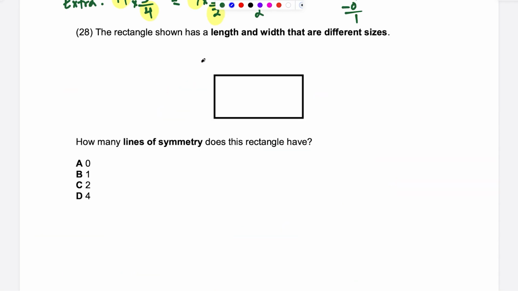Question 28, the rectangle shown has a length and width that are different sizes. How many lines of symmetry does this rectangle have? So for this question, we just look here and see that if we draw a line down the middle like this, this line would cut the rectangle in half. And let me just move this over a little bit so that it's more central here. Okay, so this would be one line of symmetry.